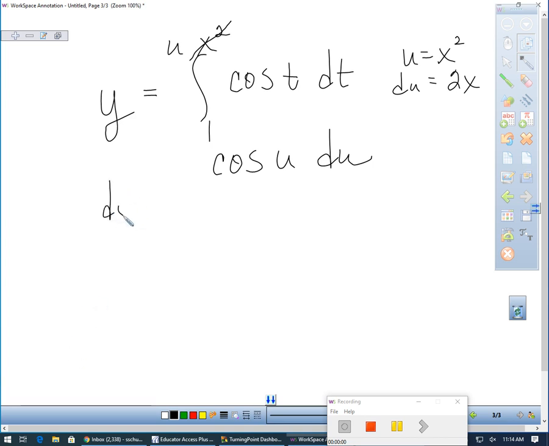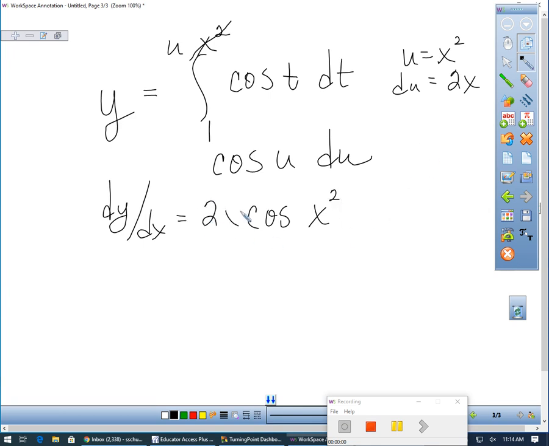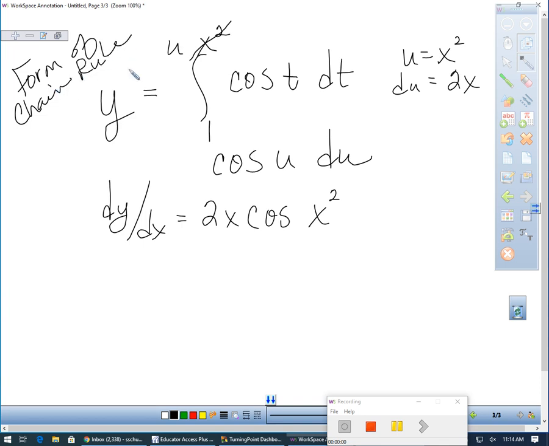But our final answer wants it to be dy dx. So what do you think we're going to do with the u and du? Plug in the x squared and 2x. So we get the cosine of x squared times 2x, or 2x goes in front. That's it. Okay, so it's a form of the chain rule. And you guys learned that so well, this is going to be super easy.